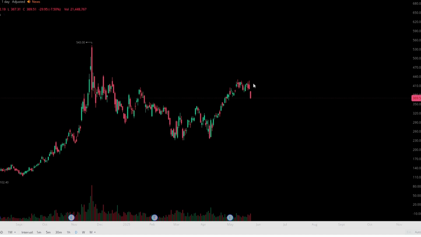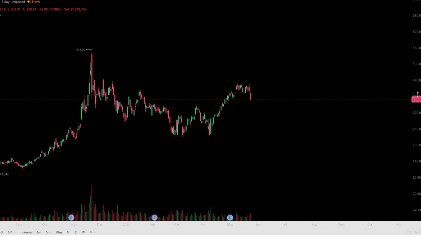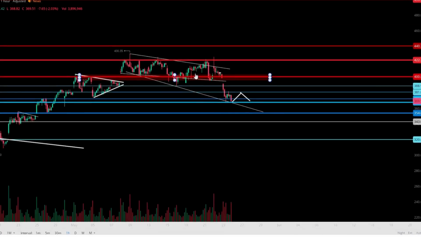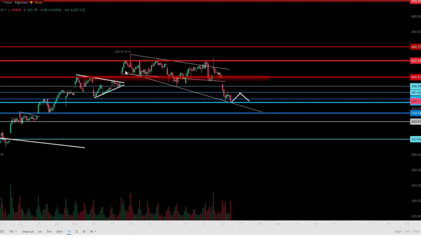I still think a bounce could happen. It's just really what support zone is a real question. So that's what we're getting from the daily, guys. Let's jump over to the hourly. On the hourly time frame, we do see that personified more, guys.